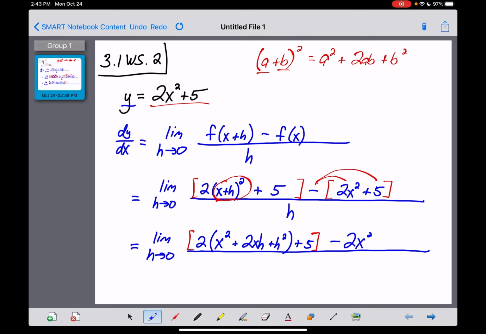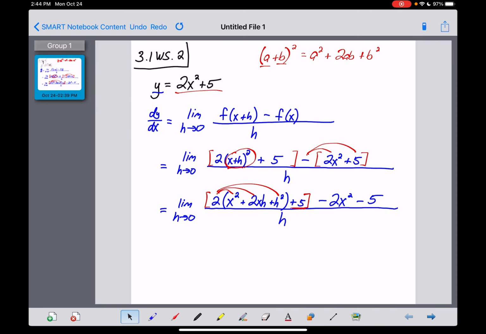So that'll be a minus 2x squared and a minus 5 all over h. Okay, so now our next step is going to be to distribute this 2 into that trinomial, and there's no like terms to combine that 5 with right here, so I think that's all I'm going to be able to do at this point.